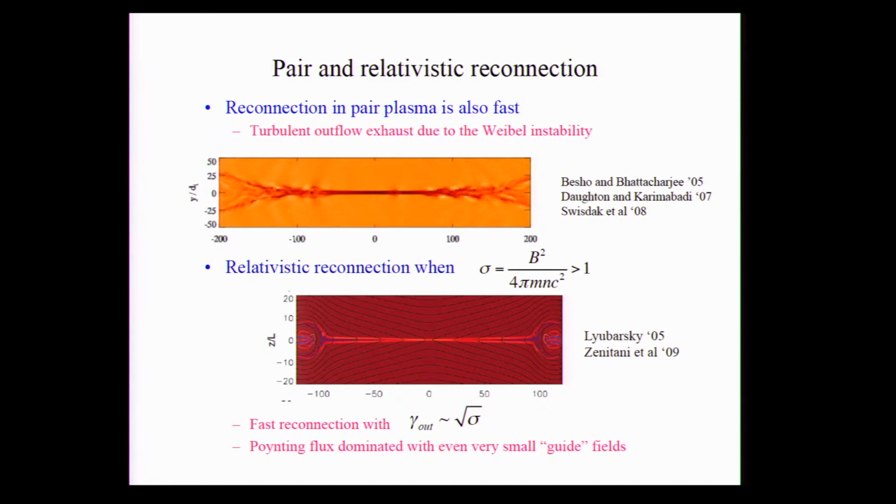The outflow gamma factor is approximately the square root of sigma. Again, this is sigma greater than 1. And these tend to be Poynting flux dominated. Even if you have a small guide field, you compress that guide field and you don't heat a lot of plasma here, so you wind up with a relativistic Poynting flux dominated outflow jet. And I'm sure some of the other speakers are going to talk about the relativistic case a little bit more than I have here.